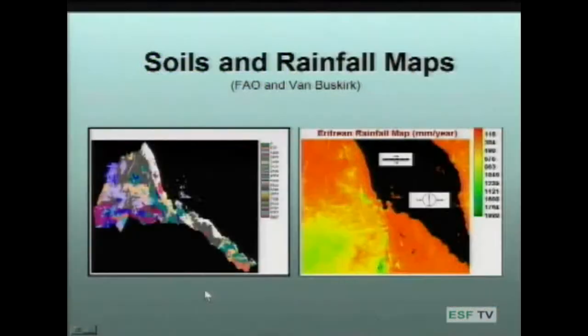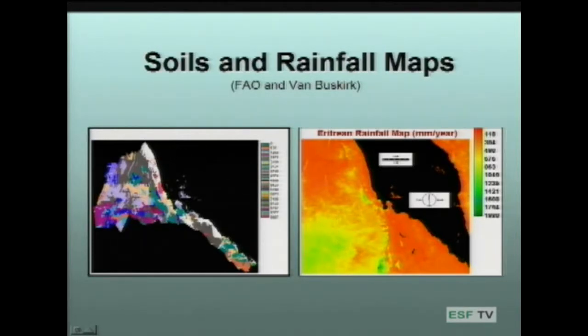Now, for example, these are some of the inputs for the model. They go in as maps, digital elevation maps in some cases. Now, here are two examples of the input. This is a soils map of Eritrea. Each one of these colors represents a different soil type with different properties. This is a rainfall map of the country. Each color will mean a certain amount of rain. Green's high rain, red's low rainfall, and everything in between. So each one of these pixels has its own rainfall data.